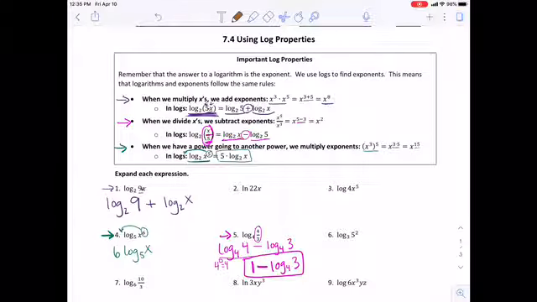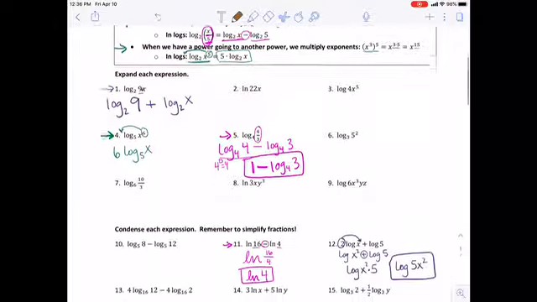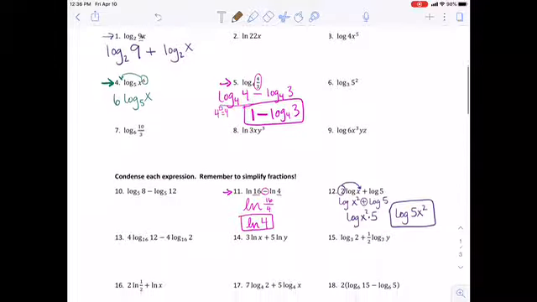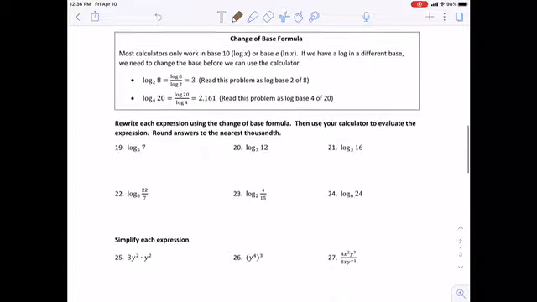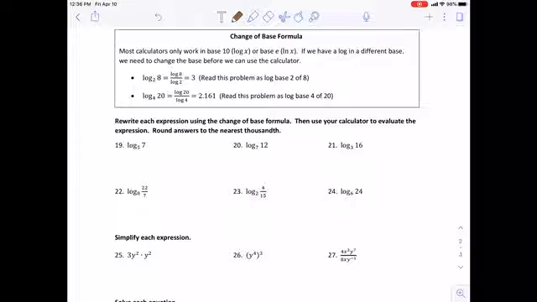All right, today we're talking about this assignment 7.4 using log properties. In my last video, I talked about the front side of this assignment and we talked about these important log properties that you needed to know to expand or condense a logarithm. On the back side of the assignment, we're going to be using the change of base formula.